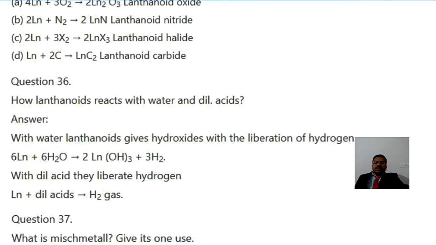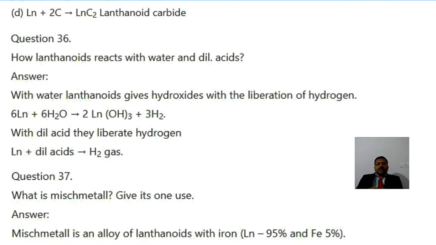Question number 36. How do lanthanoids react with water and dilute acids? The answer is given there. With water, lanthanoids give hydroxides with the liberation of hydrogen, and the equation is given here. With dilute acid, they liberate hydrogen. So lanthanoid plus dilute acid gives hydrogen gas. This is the difference in reaction between water and dilute acids.